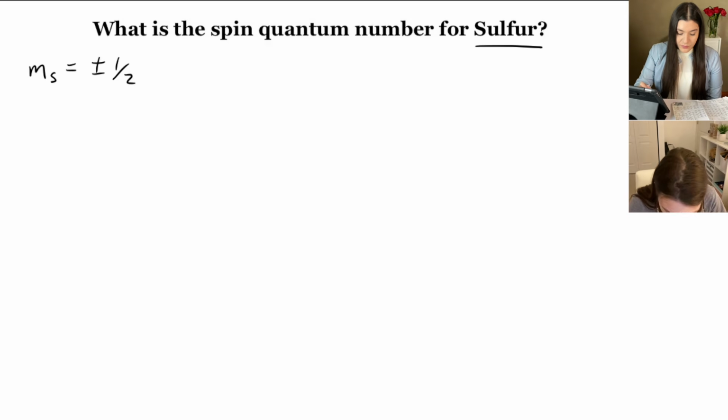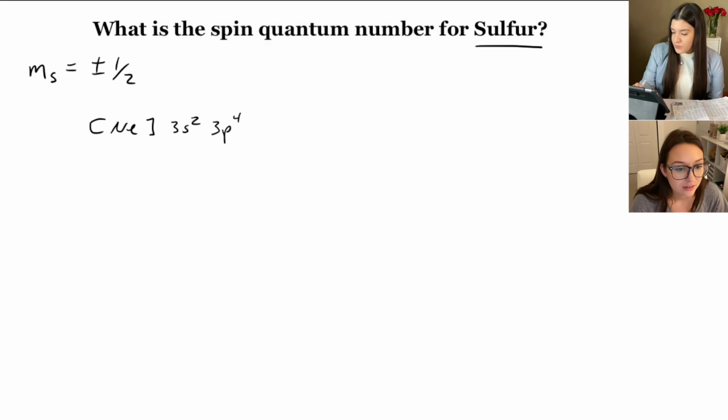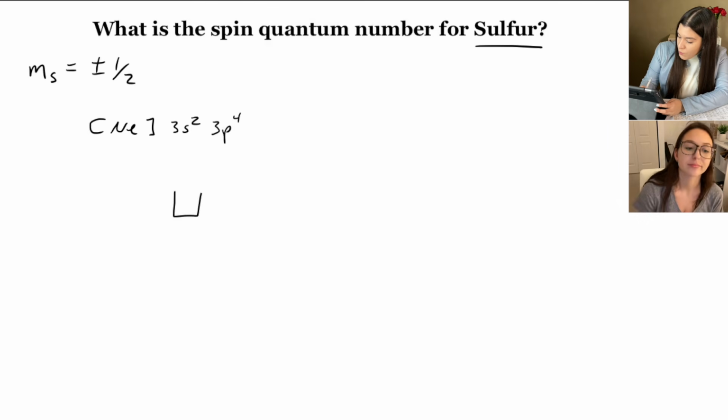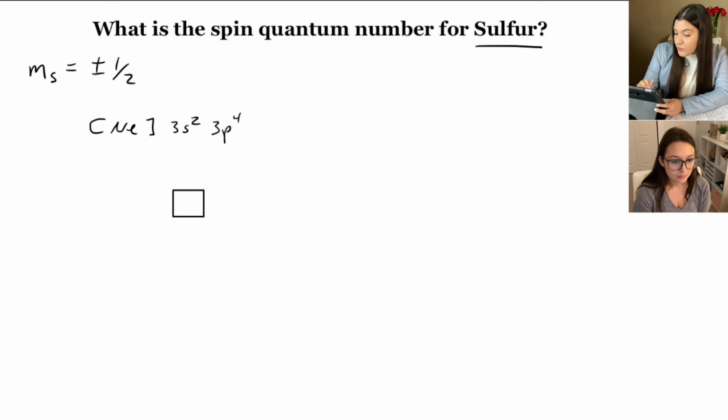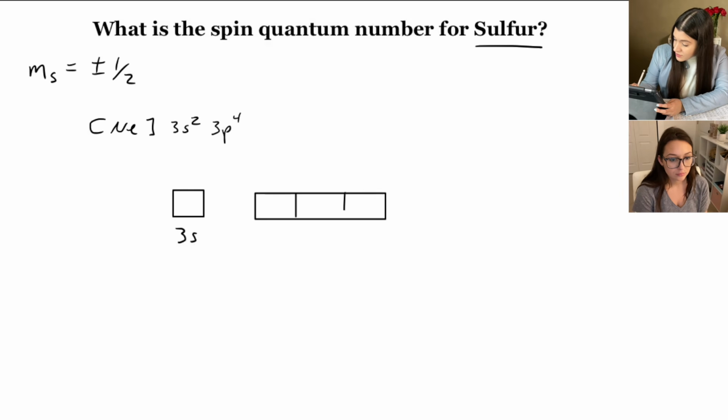Okay. So it's going to be neon in the brackets. And then 3s2, 3p4. Correct. Perfect. So now I'll draw the orbital diagram of this. Our first one is 3s2, or I could even just put 3s. And we need 3 since this is going to be 3p.